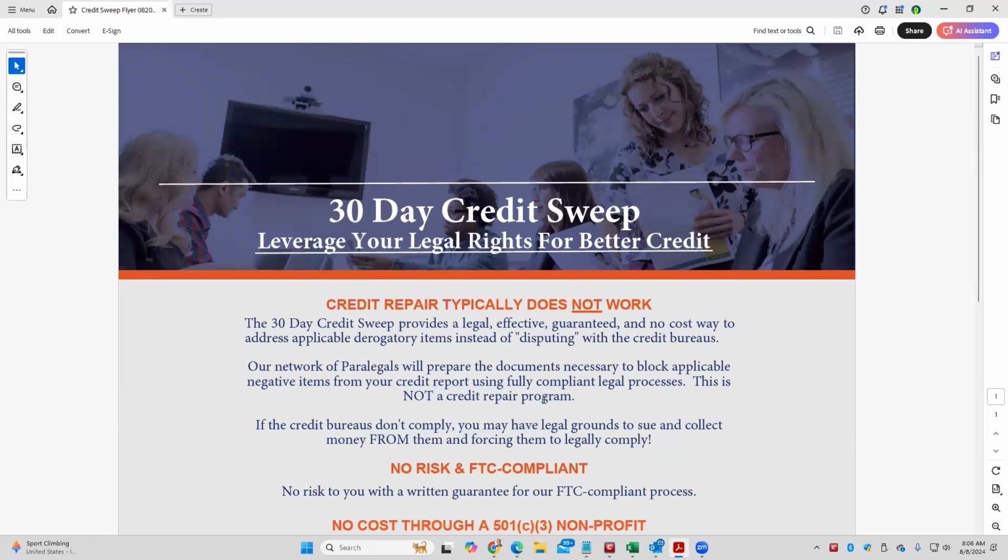So what's the premise then? Are we using legal loopholes, if you will, to have negative items blocked off of credit reports? We are. In fact, if credit bureaus don't comply with our documentation, which we take care of sending, you don't have to go send letters out. No one wants to do that. You would even have legal grounds to sue and collect money from them. And I can tell you that Experian, Equifax, and TransUnion do not want to go to court to defend when they have violated your rights. So our approach: no risk and absolutely FTC compliant. Yes, we have a written contract. Yes, we have a written guarantee.